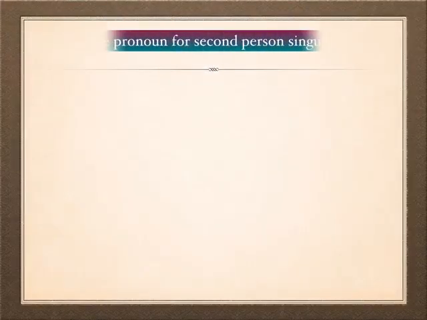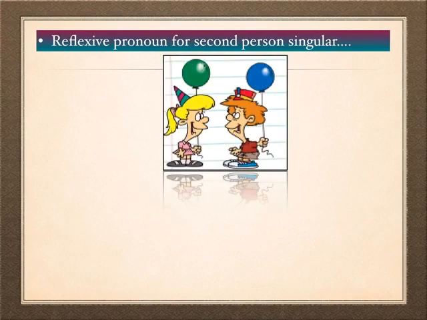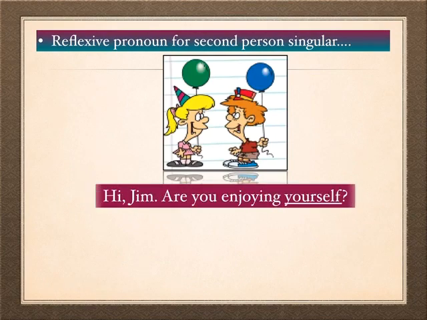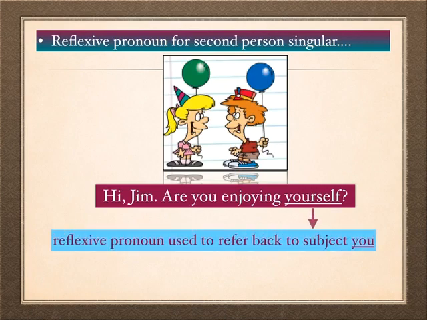Let's move on to the reflexive pronoun for second person singular. Let's see what the image says. Hi Jim, are you enjoying yourself? Here the subject is you, who is carrying out the action of enjoying, and the object of the sentence is yourself, which reflects the action done by the subject you.